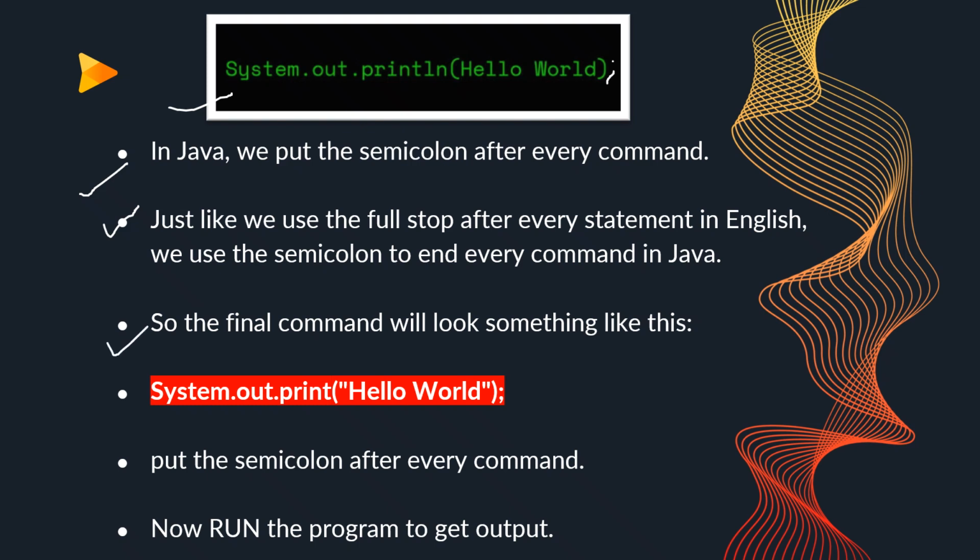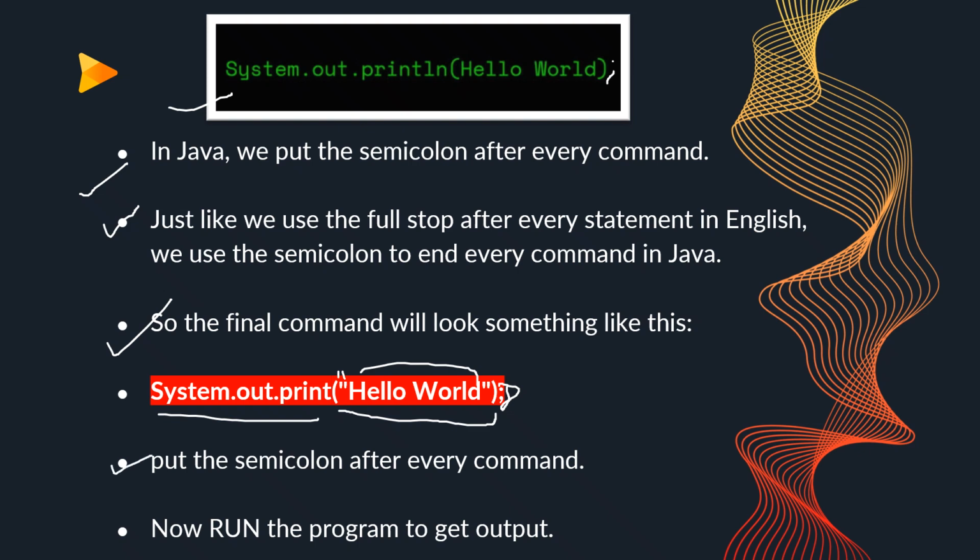After that, the final command will look like this. Here you can see that this is our command, System.out.print. You can also use System.out.println. After that we have used two round brackets, and inside those brackets we have put the text, and we have used these double quotes. After that, we end our statement by using a semicolon. So this is our first program to print Hello World.